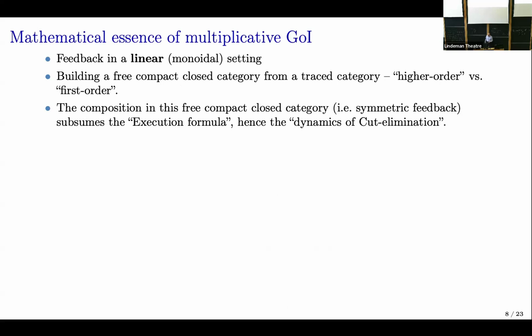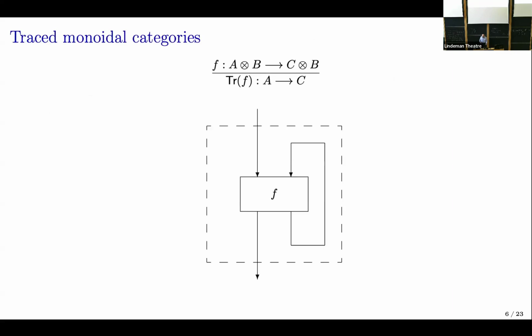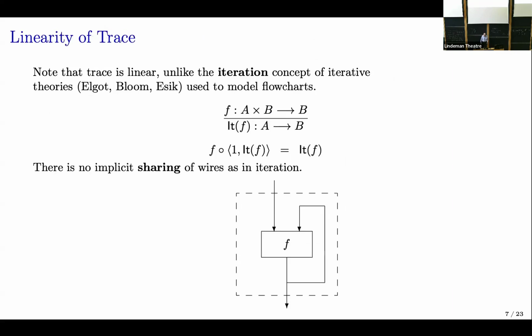So the mathematical essence, at least for the multiplicative GOI, is that you have feedback in a linear monoidal setting, and you use this to build a free compact closed category from a traced category. The remarkable thing about that is that on the face of it, a compact closed category is a higher order thing. You have all these function types, you have a closed category, but you're interpreting it in terms of essentially first order ideas. Everything in the picture that we drew, these pictures, is very first order. It's just boxes and feedback loops, sort of thing you could build with a circuit of some kind.